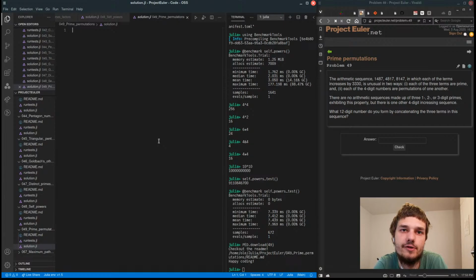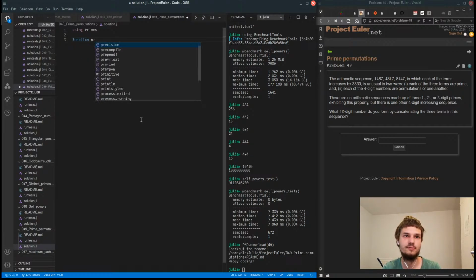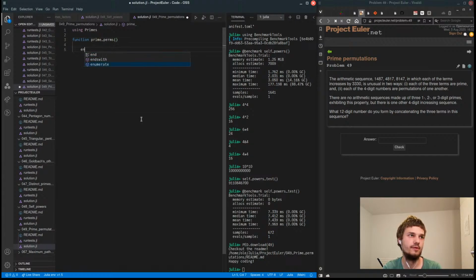Oh, one other 4-digit increasing sequence. Okay. Probably I start with the smallest one, right? Okay. Doesn't seem too complicated when I'm allowed to use the prime list. So function prime. Can check how somehow is permutation. Is there a function for it? No, I will write.